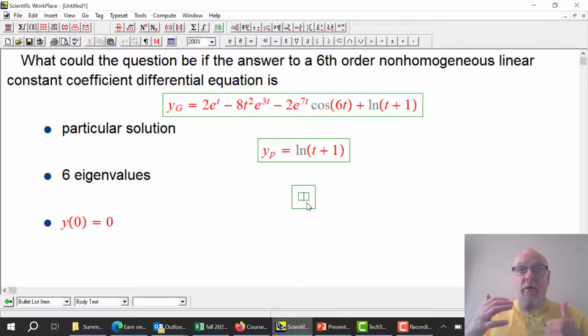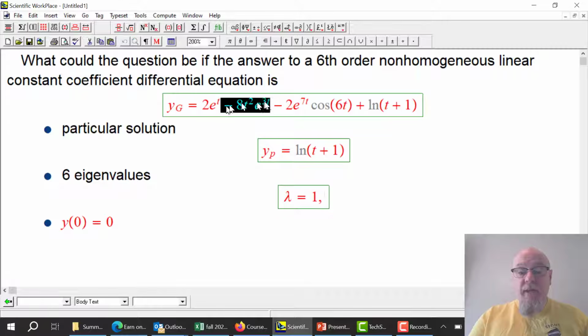If it's sixth order, I need 6 eigenvalues. So this piece looks like, if I had lambda equal to 1, this would be some constant e to the 1t. So that looks like one of the eigenvalues. This next piece has a t squared on it. So to me that's saying repeated eigenvalues.